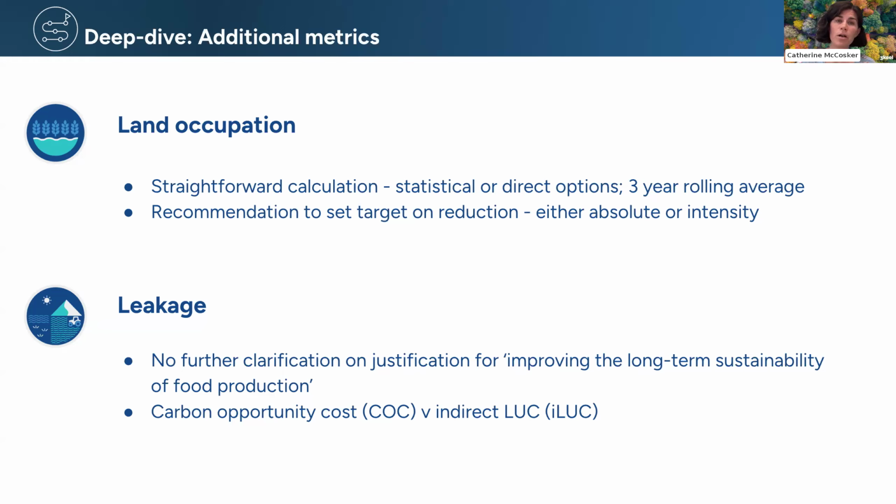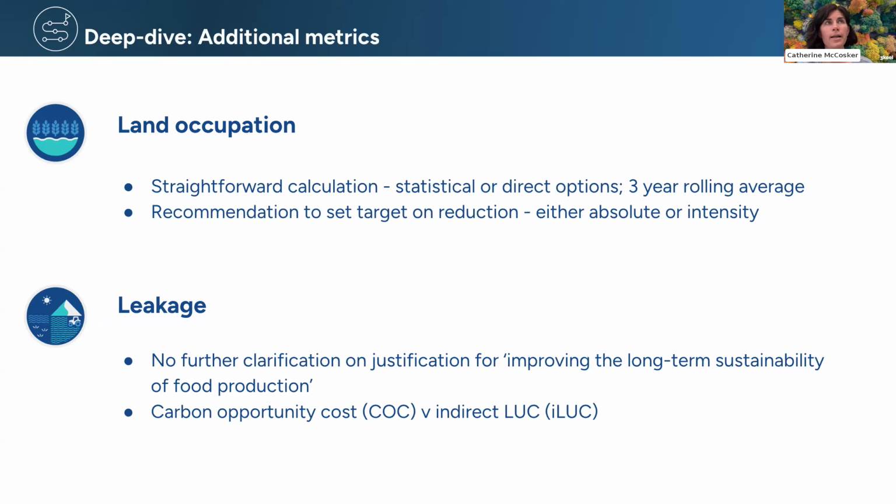Finally, very quickly, they do talk about indirect land use change, which is another metric for calculating leakage, and it's quite common in certain certifications and programs. They say that this is a perfectly fine metric. Essentially, you can calculate this and report it alongside, but not in place of the carbon opportunity cost.